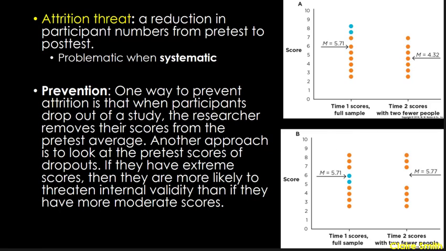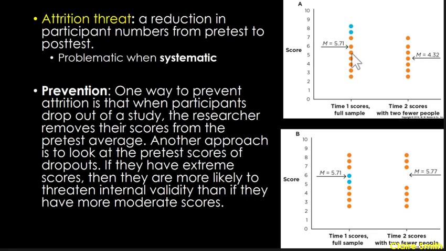So this figure is just showing examples of if you have the blue dots removed, right? So if your mean average of your initial group with these two blue dots included is 5.7, and you just remove those people, your mean drops down to 4.32, right? So you're removing two of the highest scores, so obviously that's going to affect your average.